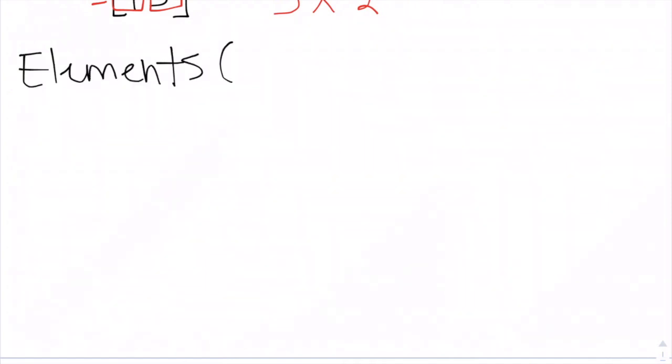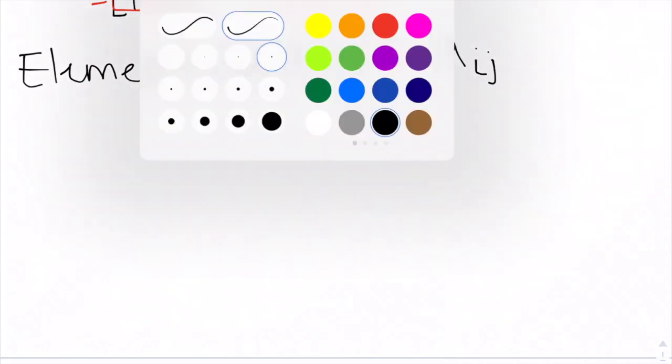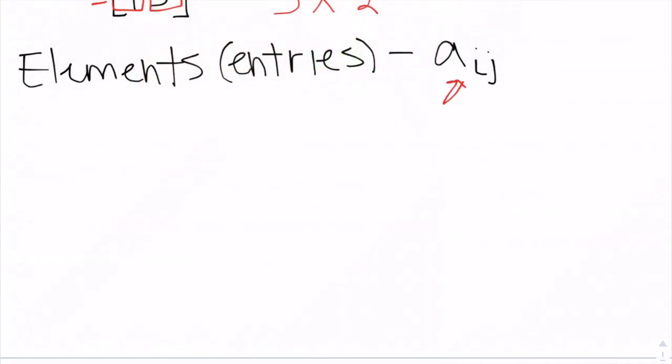We also have elements in a matrix, which are also known as entries. Entries or elements are written as a letter. I'm going to use A with a subscript of I and J, or sometimes M and N, because the I here represents our rows, and the J here represents our columns.